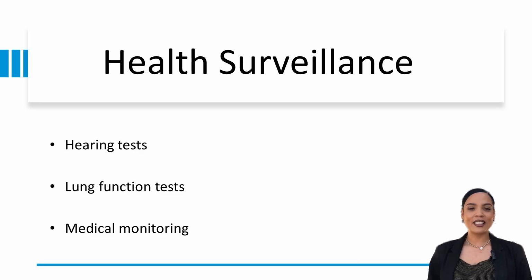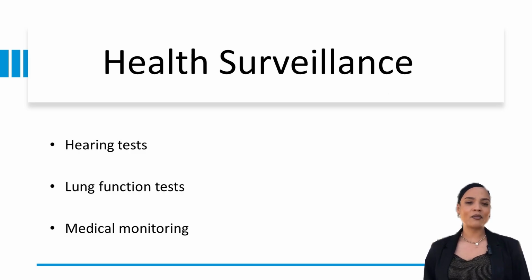Health surveillance monitors workers exposed to risks. This includes 1. Hearing tests, 2. Lung function tests, 3. Vision tests, 4. Medical checks. With hygiene covered, we now look at the legal and procedural elements in your role.